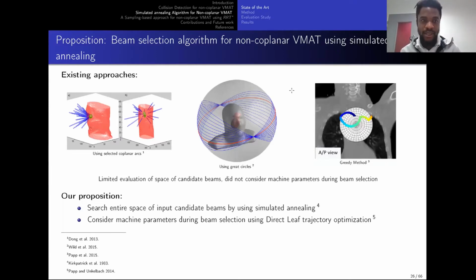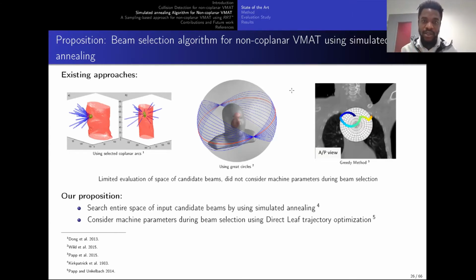So in the state of the art, there are existing approaches for non-coplanar VMAT. For example, on the top left-hand side, we see the method that uses a set of coplanar arcs. What they do is take a set of coplanar arcs which are non-coplanar to each other, and then they run a VMAT plan on these arcs. And another method uses several grid circles, the one in the middle, that is proposed by Estaville.